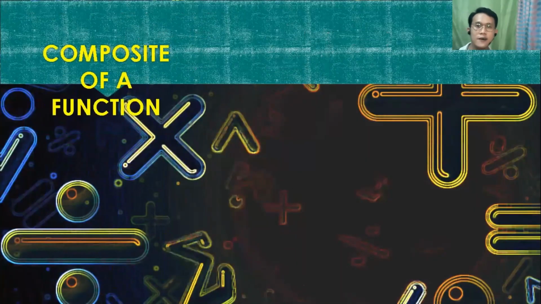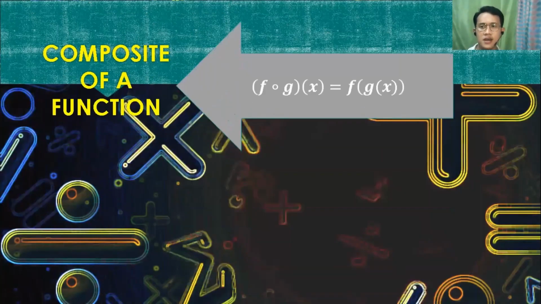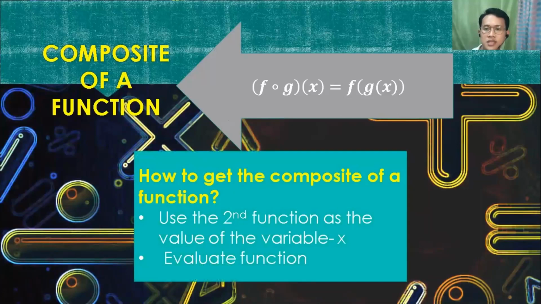Let's proceed now to composite of a function. What is the composite of a function? This is how we see it: f composition of g. That's how you read it. F composition of g of x. So basically, how to get the composite of a function? Use the second function as the value of the variable x, and then evaluate the function. That's how easy it is.